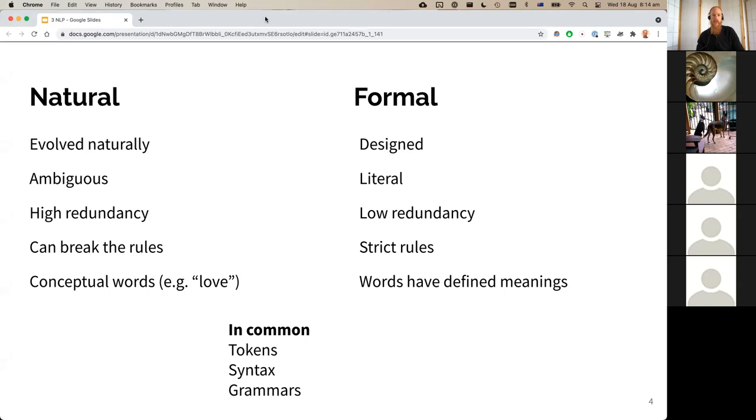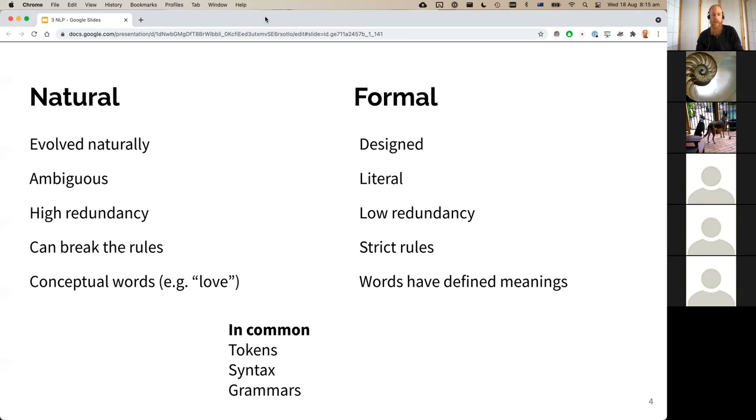And yet natural languages and formal languages have things in common. They are all made of tokens. We'll see in a moment in more detail what tokens can refer to. Think of words. They have syntax and grammars, so structures around the organization of those words. And conforming to those syntax and grammar rules is what can help to define one language as distinct from another.